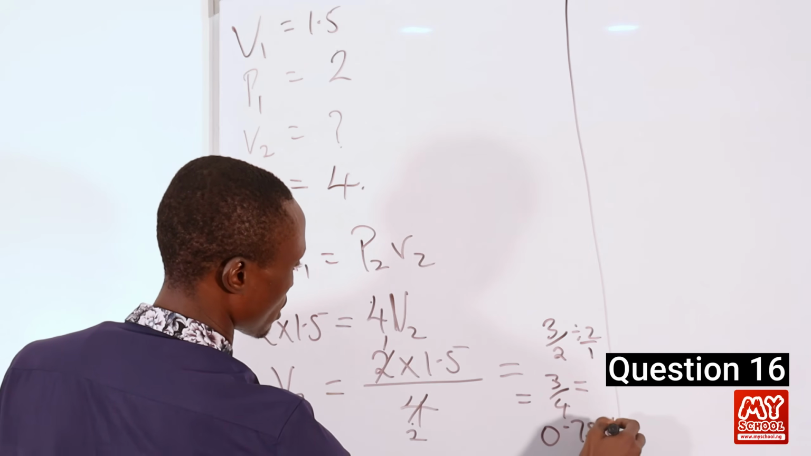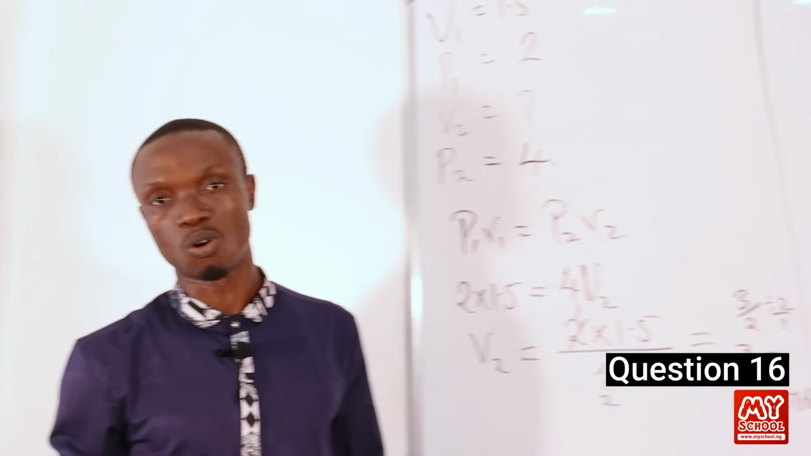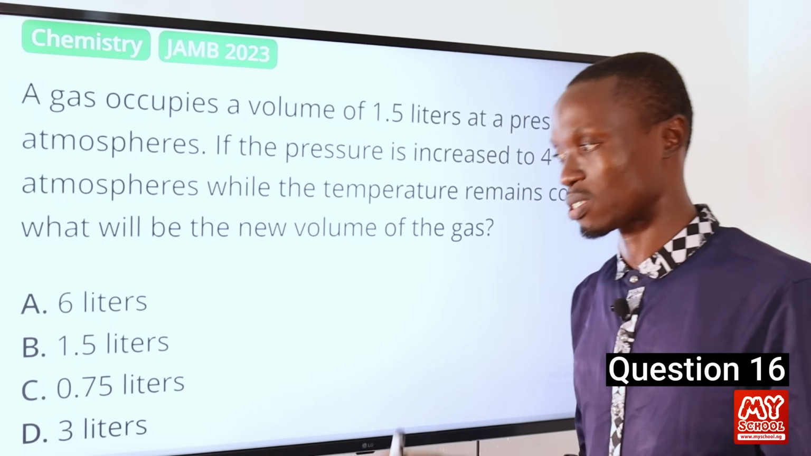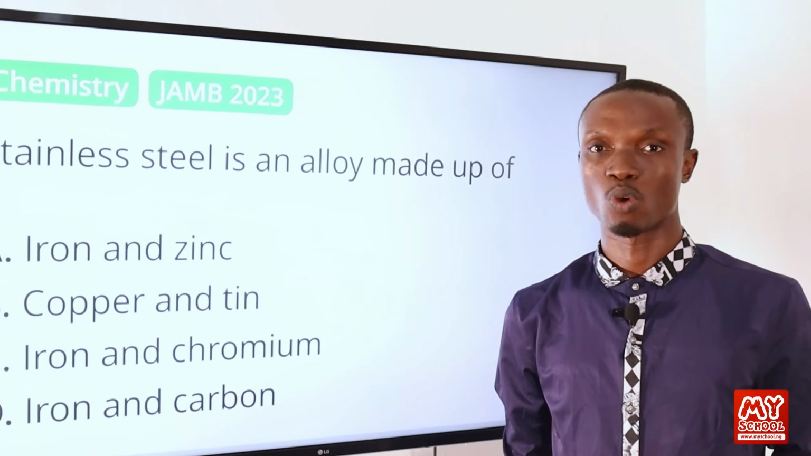This gives us 0.75 liters. Let's move over to the screen to pick the correct option. From our calculation, the correct option is option C, 0.75 liters. Do you have any question to ask?